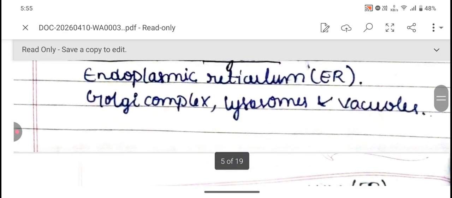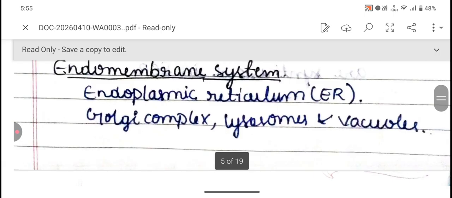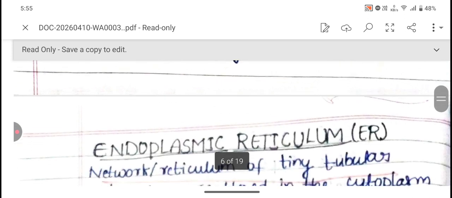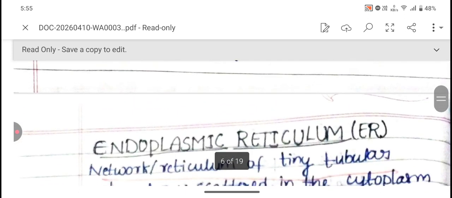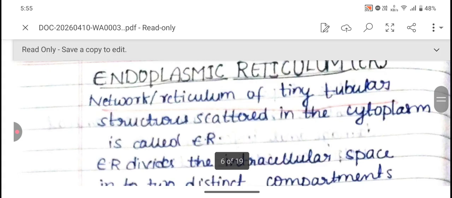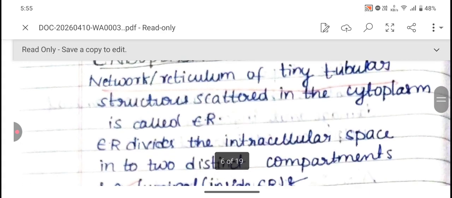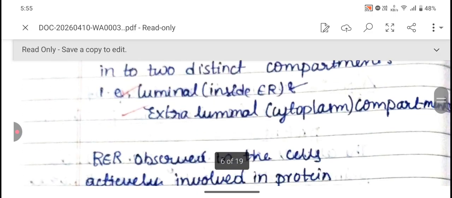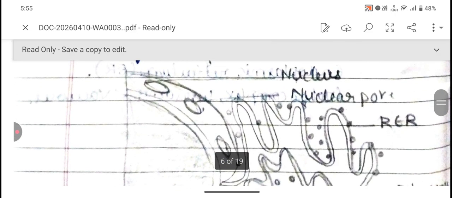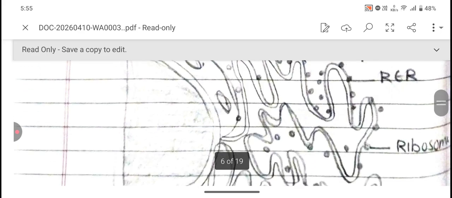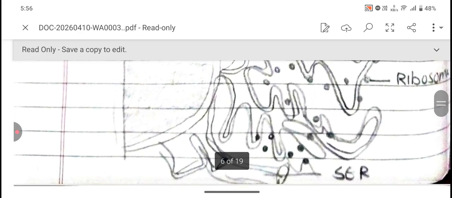The endomembrane system is the network of organelles, which is endoplasmic reticulum, Golgi, lysosomes and vacuoles. So let's see these organelles. Endoplasmic reticulum is a network or reticulum of tiny tubular structures scattered in the cytoplasm, called endoplasmic reticulum. So when you see the structure, it will look like this. It forms a network of tubules in the cytoplasm.